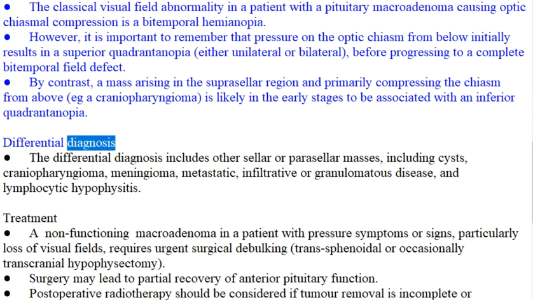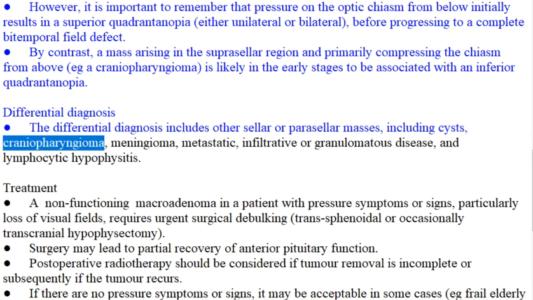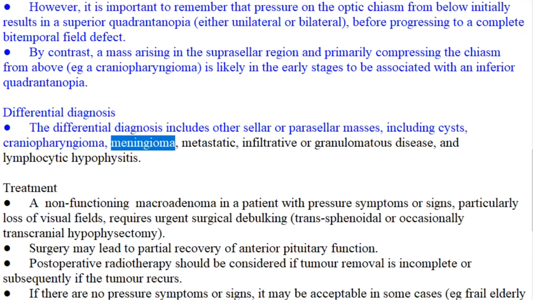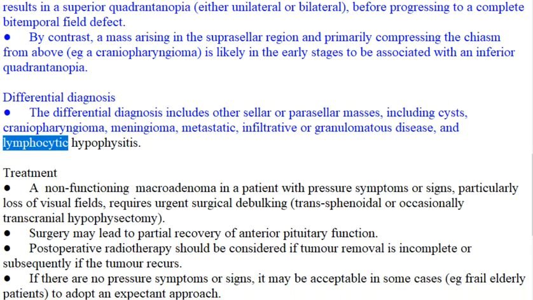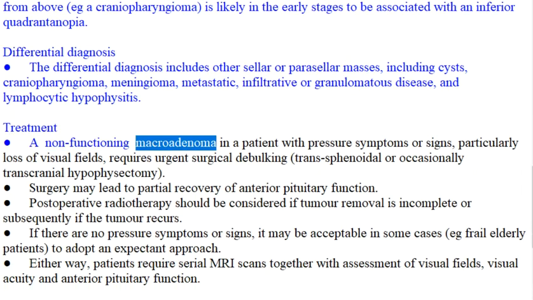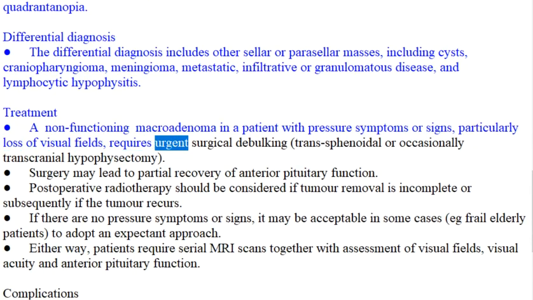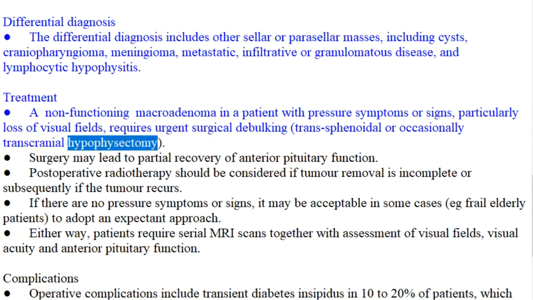Differential diagnosis. The differential diagnosis includes other sellar or parasellar masses, including cysts, craniopharyngioma, meningioma, metastatic, infiltrative or granulomatous disease, and lymphocytic hypophysitis. Treatment. A non-functioning macroadenoma in a patient with pressure symptoms or signs, particularly loss of visual fields, requires urgent surgical debulking, transsphenoidal or occasionally transcranial hypophysectomy.